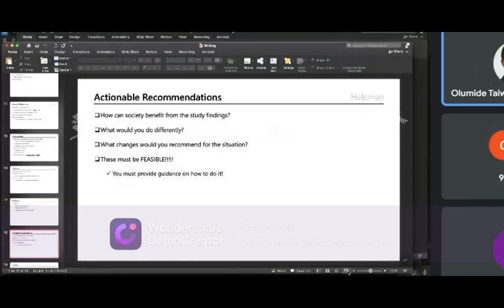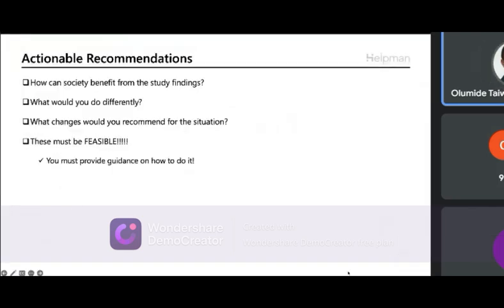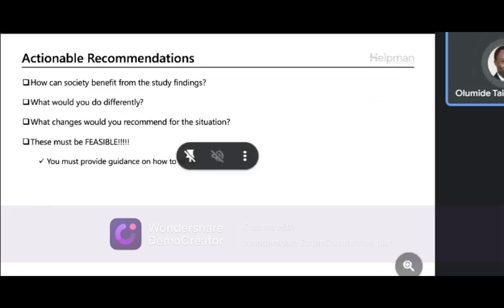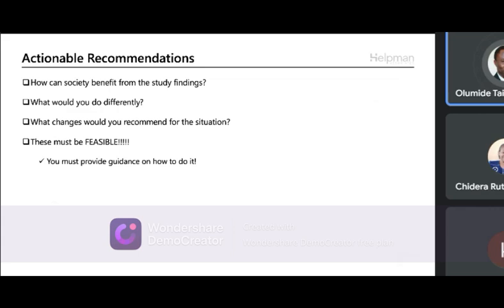So, what will you do differently? To be able to answer that question, as I say, you must know what is being done currently. So what changes will you recommend for the situation? And when you say actionable recommendations, this must be feasible to be done. And when you say something is feasible, you can't just recommend something without providing guidance on how to do it.